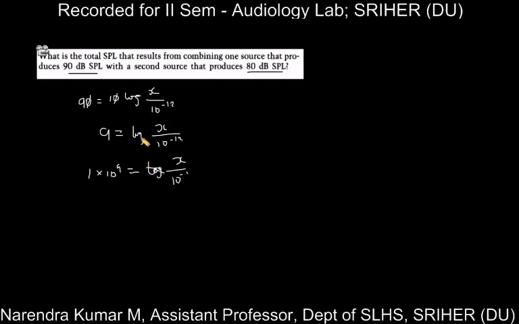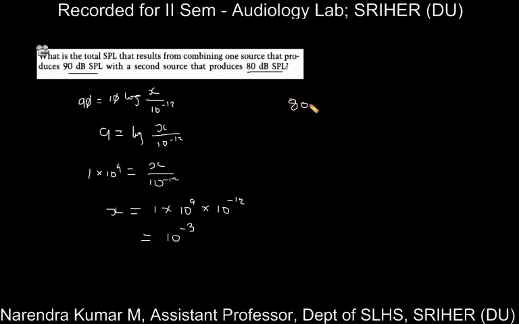Solving this equation, x equals 10 to the power 9 multiplied by 10 to the power minus 12. Nine and 12, the difference is going to be 3. This equation will become x equals 10 to the power minus 3. Now we have converted 90 dB SPL into absolute value.